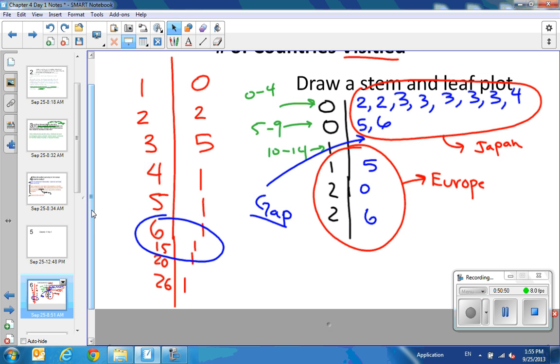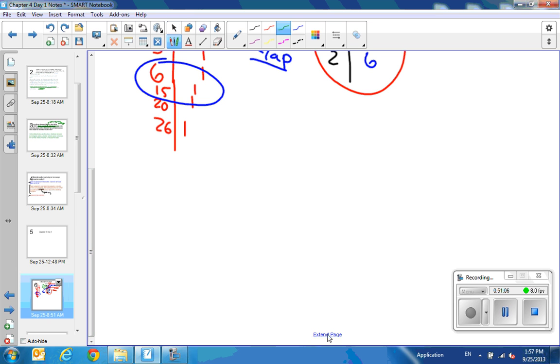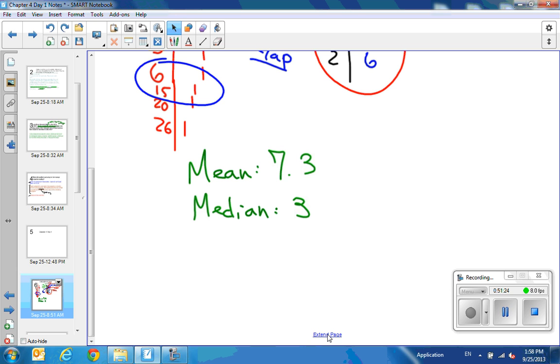You must put in three 5s and two 2s. There's no 1. Okay, what is the mean of this data? Oh, well, that's fine. 7.3 is good enough. Okay, what's the median? Are those similar? No.